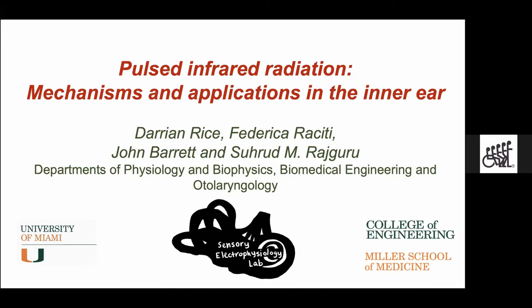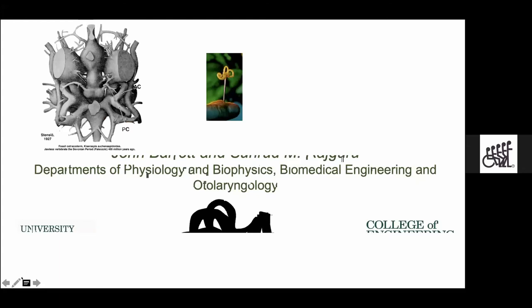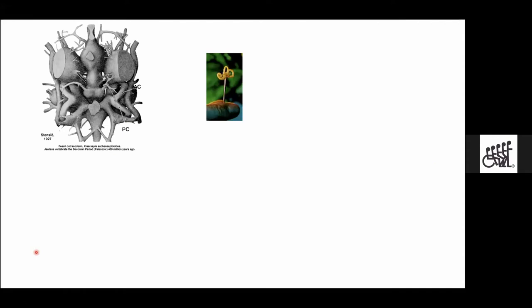Before I start talking about pulse infrared radiation and why we use it, I just wanted to tell you a little bit about the inner ear, the auditory and the vestibular system. The auditory and the vestibular structures are phylogenetically some of the oldest systems. If you look at fossil records from 400 million years ago, you can see a very clearly outlined anatomy of the canals, the semicircular canals, which are used for detection of balance. On the right, you actually see how that system has evolved. And this is a human inner ear, showing you the cochlea and the vestibular system. And I like this picture to show the scale and the size of the system.